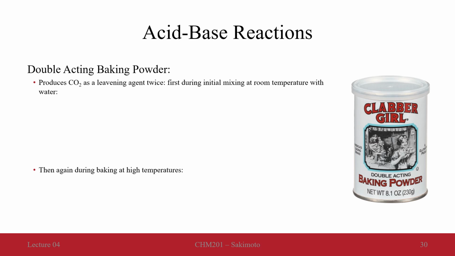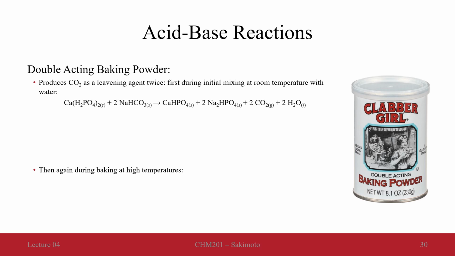In the first stage, when you dissolve baking powder into your wet muffin batter, for example, that first mixing and dissolving in water produces a reaction that creates CO2 that leavens your batter. Once that batter goes into the oven at high temperatures, a second reaction is catalyzed, both of them being acid-base reactions, just occurring under different conditions at different temperatures.